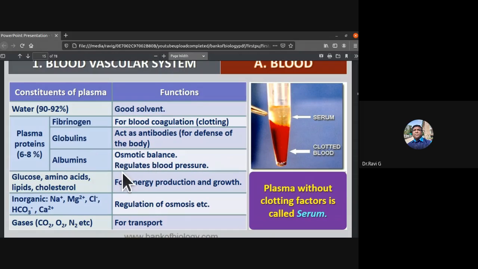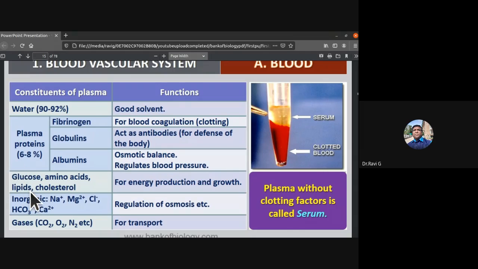Okay, so blood is a river of life. I told you, the important fluid is considered to be the river of life. It helps in the maintenance of the various activities of our body. So in the blood vascular system, the constituents of plasma we discussed: water is nearly 90 to 92%. The plasma proteins are 6 to 8%, composed of three types: fibrinogen, globulins, and albumin. Fibrinogen helps in coagulation of blood or blood clotting. Globulins act as antibodies for defense of the body. Albumins help in osmotic balance and regulate the blood pressure.